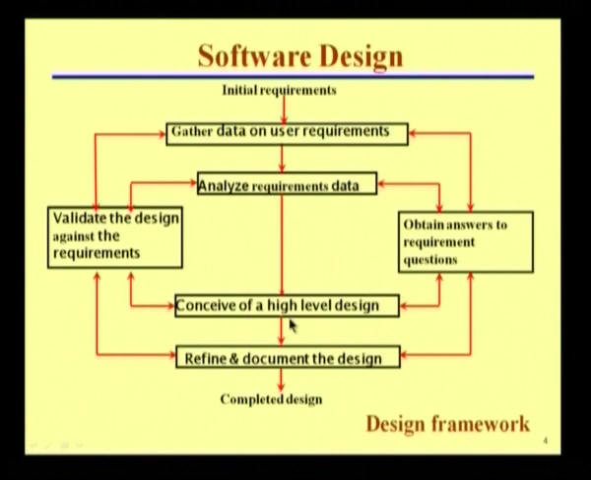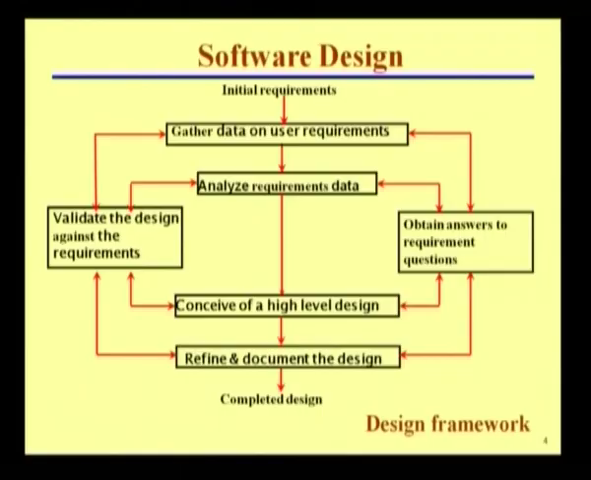That is what we have mentioned here. We are supposed to conceive a high level design diagram. Finally, we will refine and document the design, which makes it a completed design. So these different stages of the process help in the design framework. Now we will look at the overall design framework of a system, which includes a sequence of processes. It initially collects all the requirements, then gathers data on user requirements and analyzes the requirements based on data. When we look at the first three states of processes, they are a part of requirements engineering.